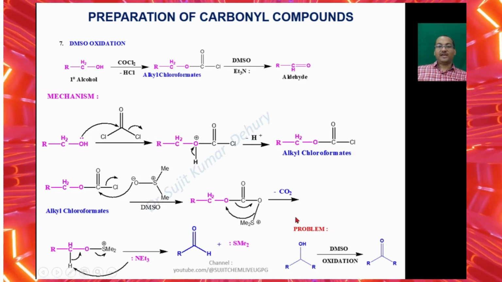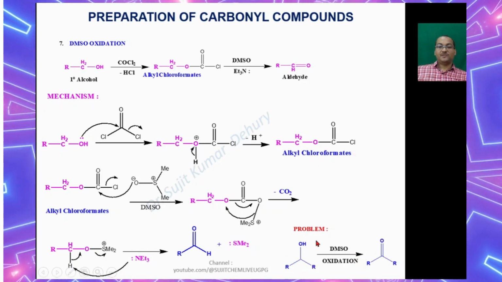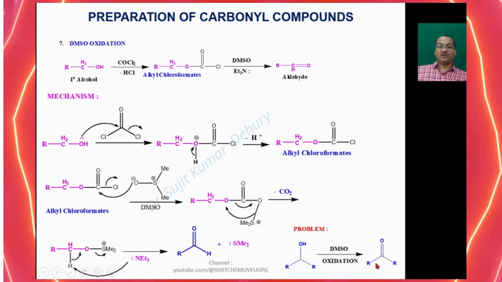There is a problem for you. Please write down the mechanism for this product formation. If you take a secondary alcohol and go for DMSO oxidation, you will end up with a ketone.